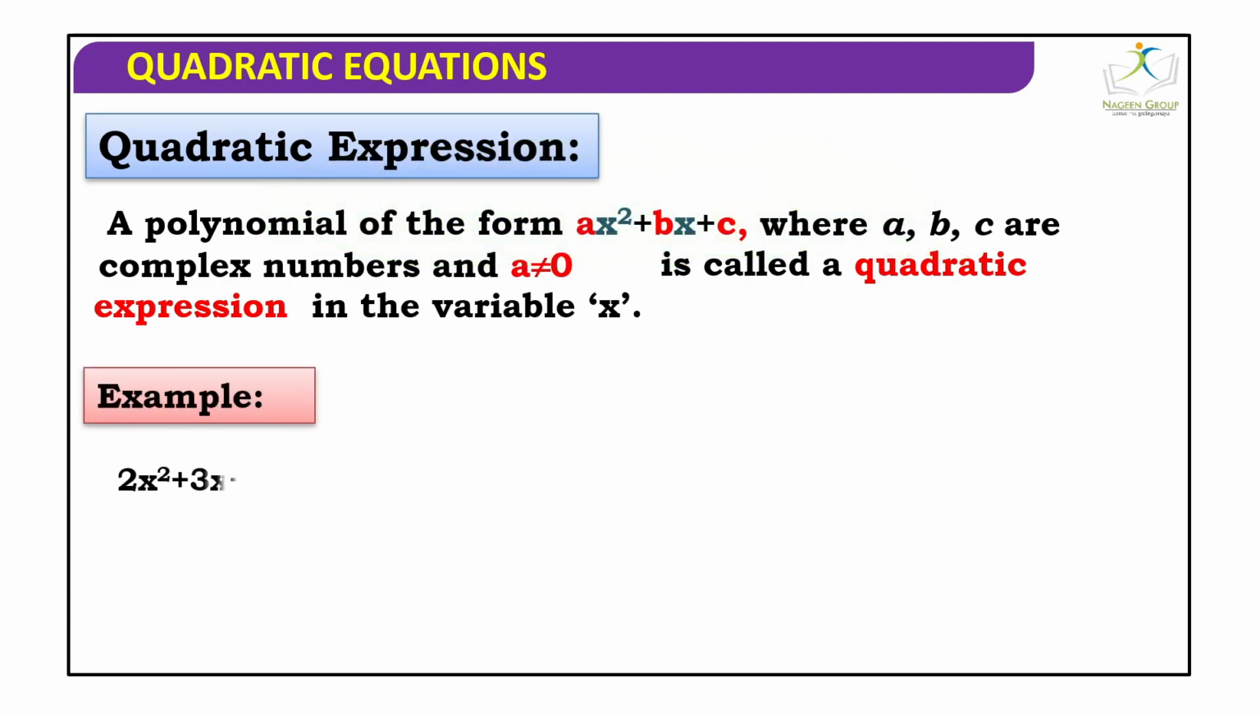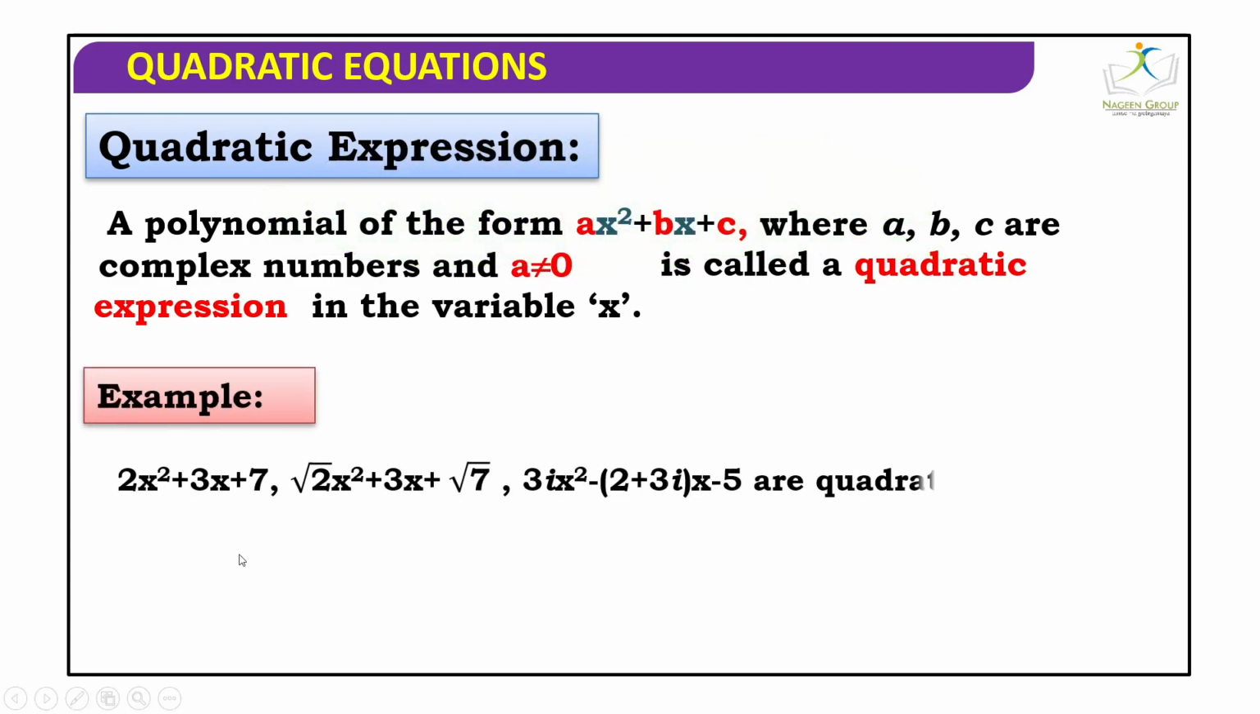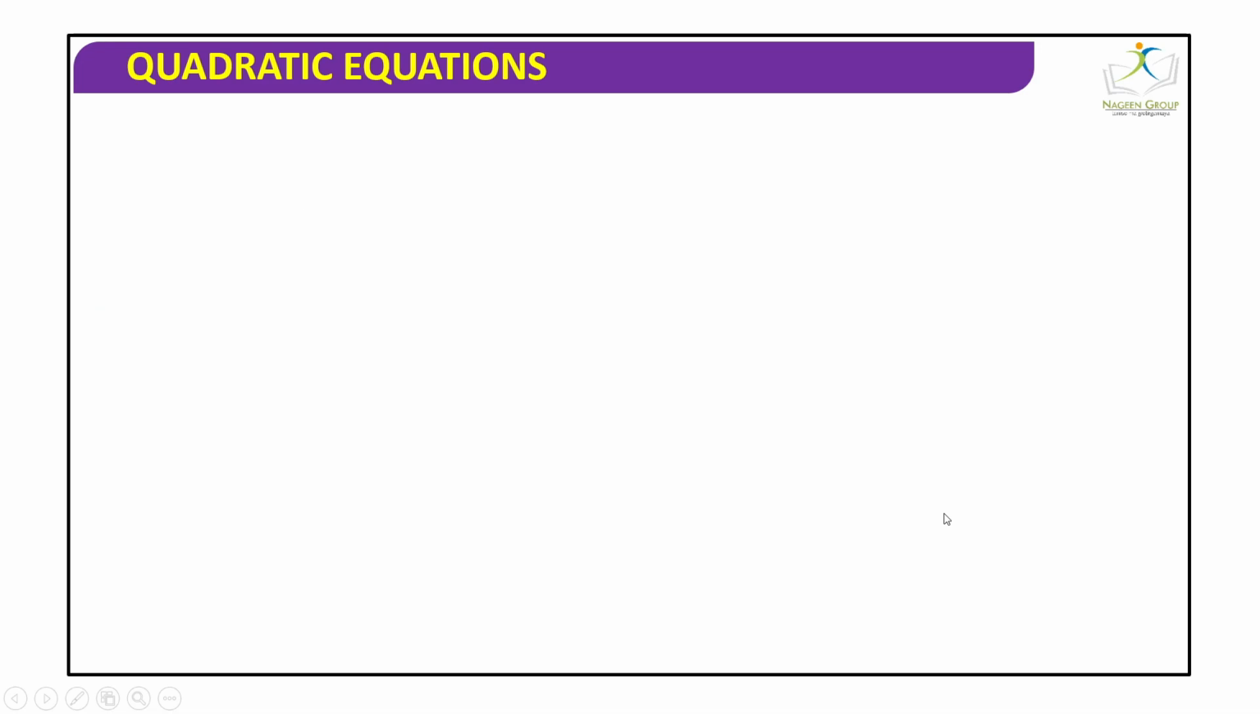Let's take an example. We have root 2 x square plus 3x plus root 7. Here x to the power 2. Here also x to the power 2. The third example is 3 iota x square minus 2 plus 3 iota into x minus 5. So here also x to the power 2. So these all are quadratic expressions.